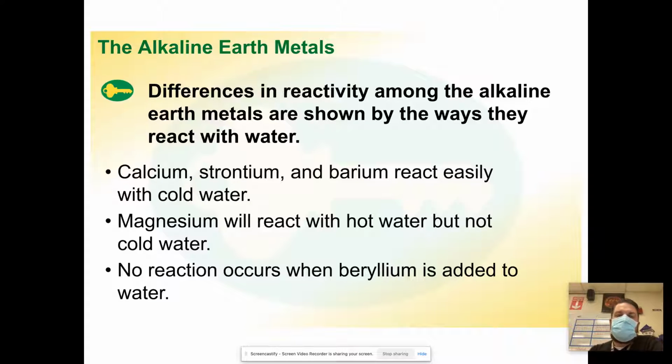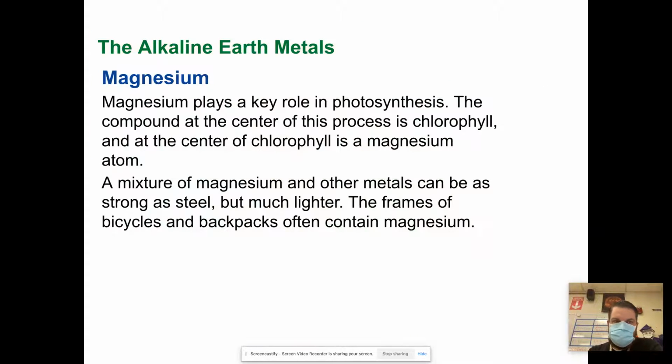Differences in reactivity among the alkaline earth metals are shown by the ways they react with water. Calcium and barium react with cold water. Magnesium will only react with hot water, but not with cold water. The thermal energy is kind of acting as a catalyst, so it needs a little energy in that case. No reaction occurs when beryllium is added to water.